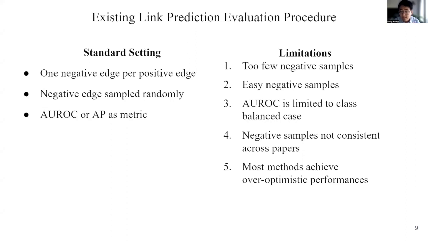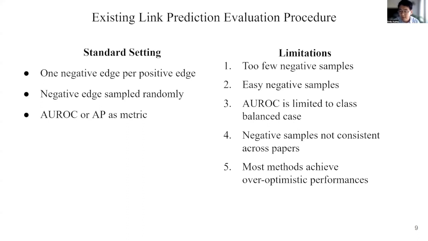And the AUROC metric is usually limited to the class-balanced case, which is the case for the standard setting. But as we know, a proper evaluation should contain more negative samples. And there are also some other problems, including that the negative samples are not consistent across papers. So they are usually generated on the fly and not stored. Thus, the numbers from the papers can vary. And also, most of these methods already achieve very high performance on the benchmarks, as we'll see.